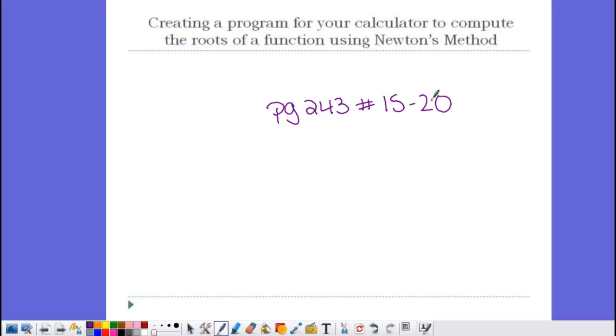I need to have the x's written out, just like we had the x's written out in our notes. Some of the functions have multiple roots. Let me find 2. So 16 has 2 solutions. 17 has 2 solutions.